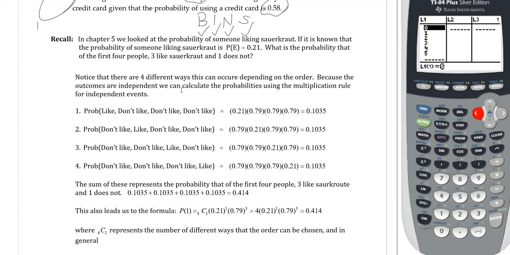All right, so this is what I had alluded to earlier. Back in Chapter 5, we looked at a probability of somebody liking sauerkraut. We knew that the probability of somebody liking sauerkraut was 0.21, and we were looking at, for the last situation there, what is the probability that of the first 4 people, 3 like sauerkraut and 1 does not? We had outlined the 4 different ways that can happen, where the first person likes it, and the other 3 don't. The second person likes it, and the other 3 don't. The third person likes it, and the other 3 don't. Or the last person likes it, and the other 3 don't.